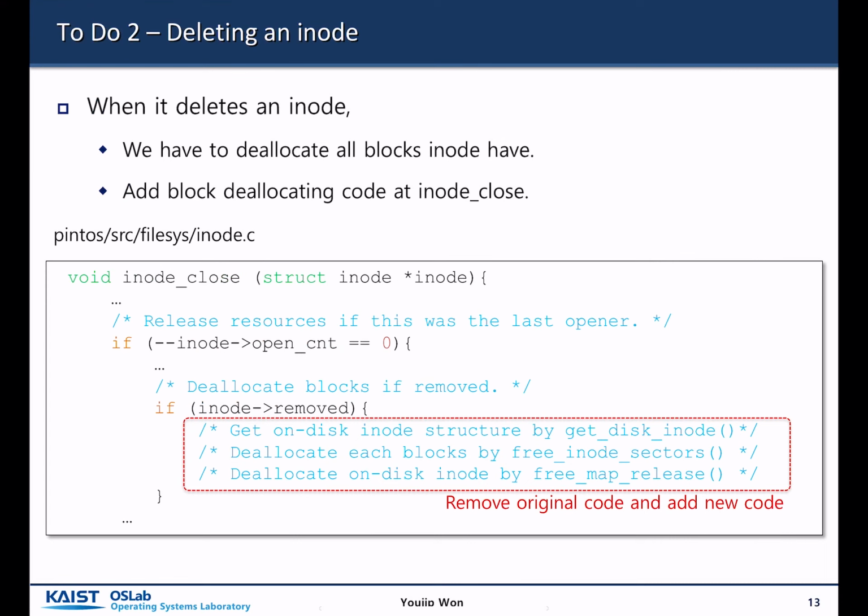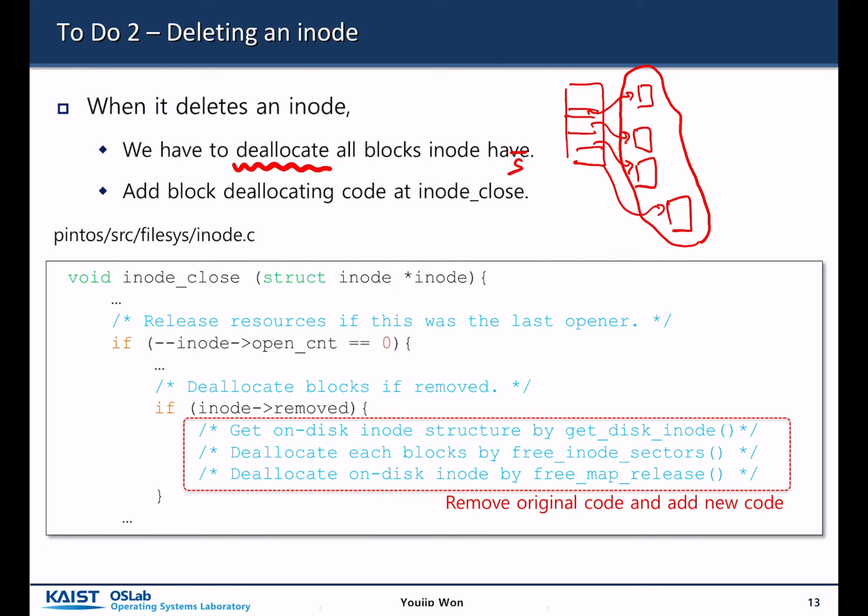Okay, and then deleting an inode should be changed slightly. When we delete an inode, we have to deallocate the blocks the inode has. So we have to add block deallocating code at the inode close, because this is the inode, and then there are a bunch of pointers, and then there are blocks associated. So when you delete an inode, you have to deallocate all these blocks. That means you have to set the free block bitmap for these data blocks to 0.